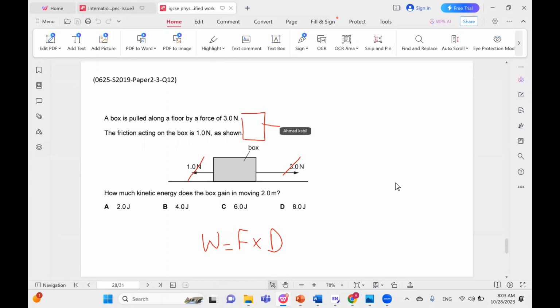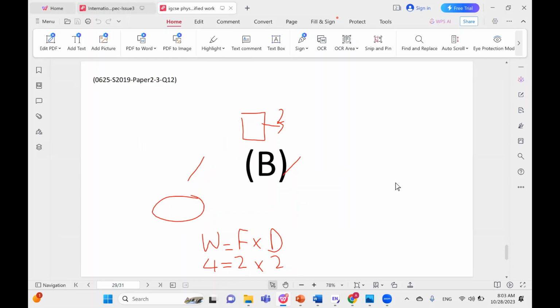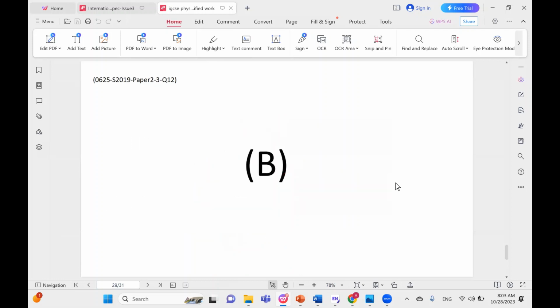This is the equivalent of 2 to the right. And it's moving with a force of 2, a distance of 2. So the work done is 4. And therefore, the kinetic energy gained is 4 joules as well. So B is the correct choice.